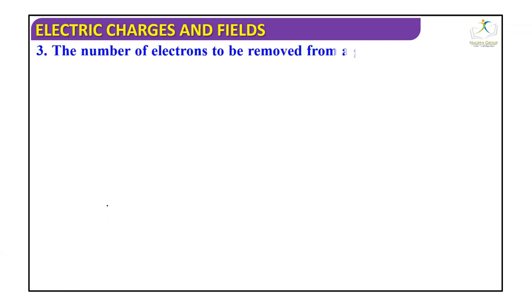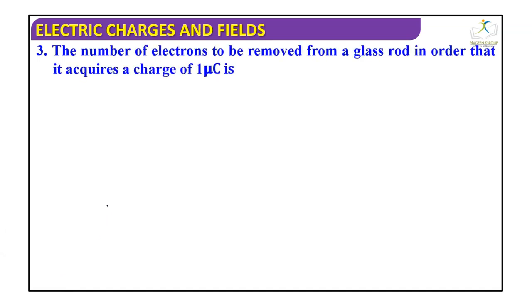So next question we have: the number of electrons to be removed from a glass rod in order that it acquires a charge of 1 microcoulomb is 6.25 × 10^12, 10^12, 6.25 × 10^13, 10^30. I think you solve this particular problem and you get the answer. The correct answer for this question is option 1. So let's solve this particular problem.